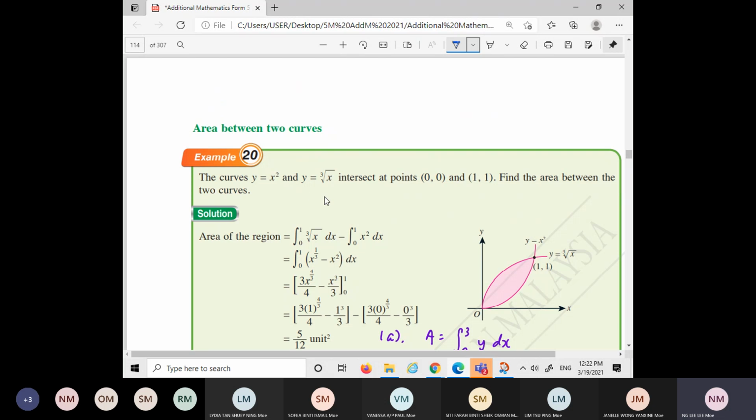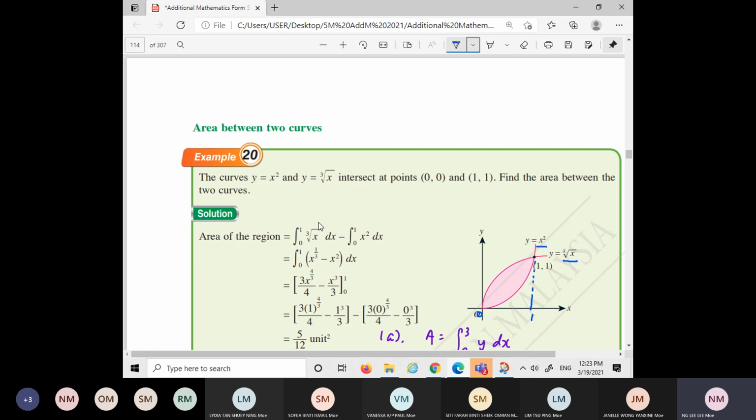So you have these two curves intersecting at the points (0, 0) and (1, 1). The intersecting points are given. Find the area between the two curves. Same thing: which one is on top of the other? This one is on top, therefore you use this minus this. See or not? You use this minus this. And then from what to what? The limit is from 0 to 1.